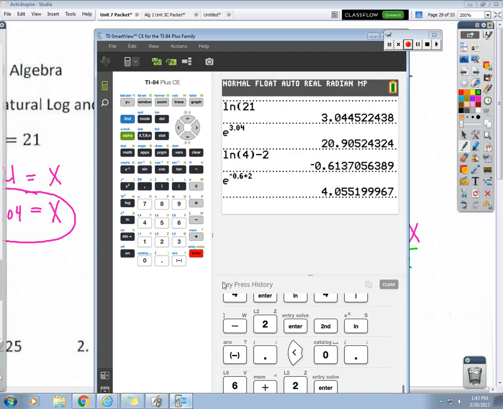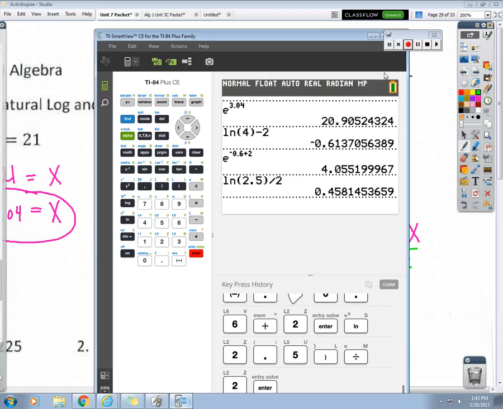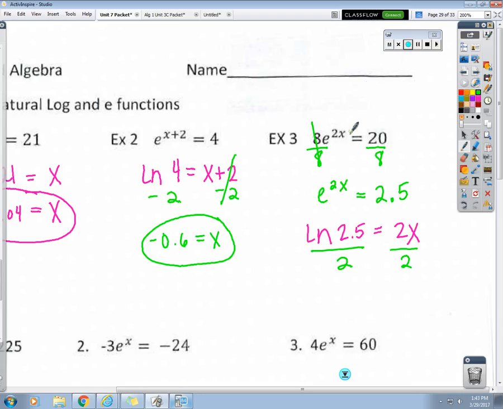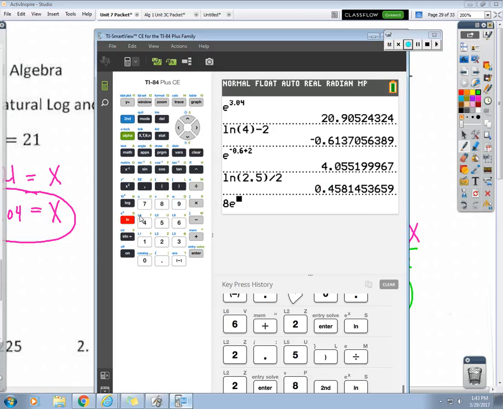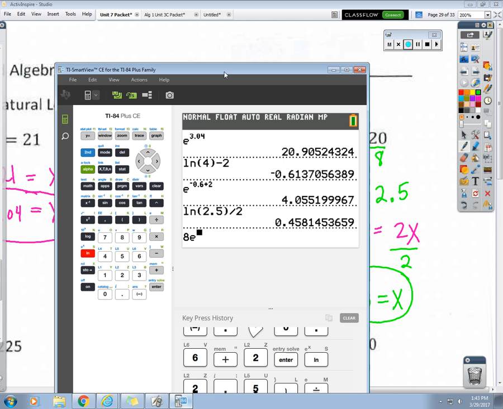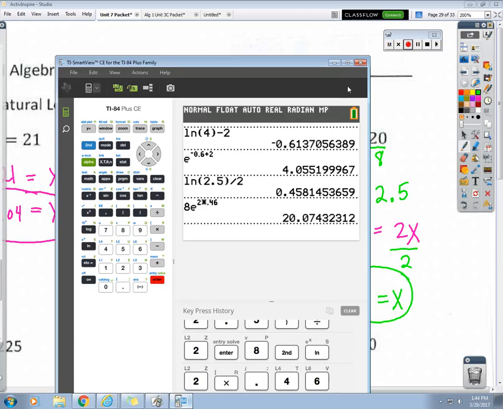So ln of 2.5 over 2. We type ln 2.5, make sure you close off the parenthesis, and then divide by 2, 0.46. And then you would check it by typing in 8e raised to the 2 times 0.46 and making sure it's 20. So 8e raised to the 0.46 times 2, and that gives you 20. So we know we did it right.